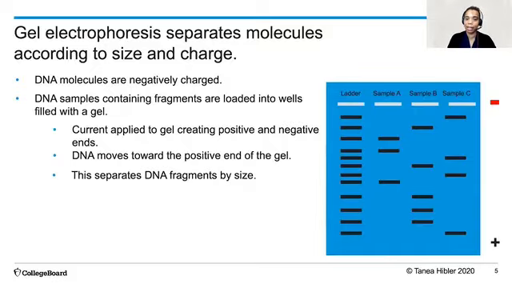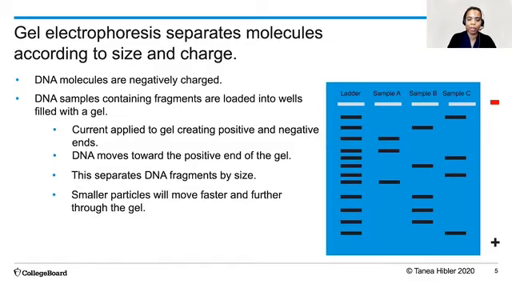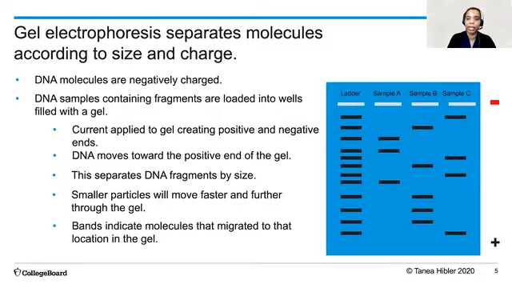It's quite fascinating, actually. This separates DNA fragments by size, and smaller particles will move faster and further through the gel. You end up with bands that indicate molecules that migrate to that location in the gel. And so you can compare different samples in this way, and these band samples can also be used to identify people.